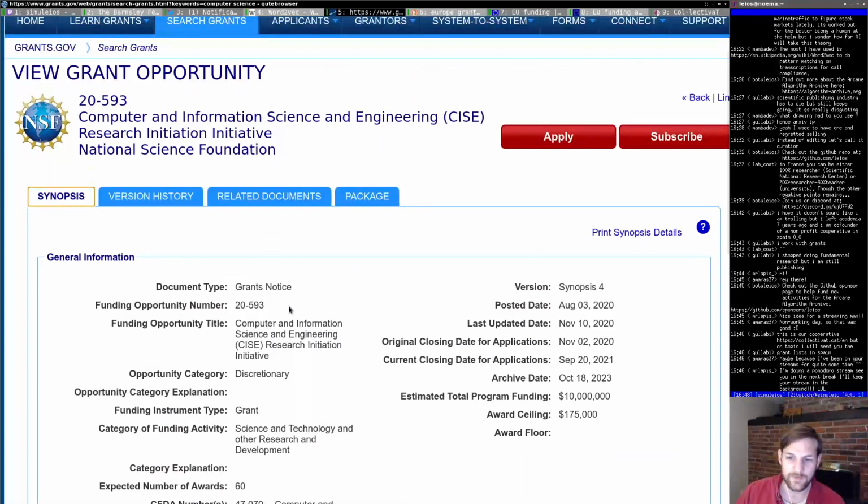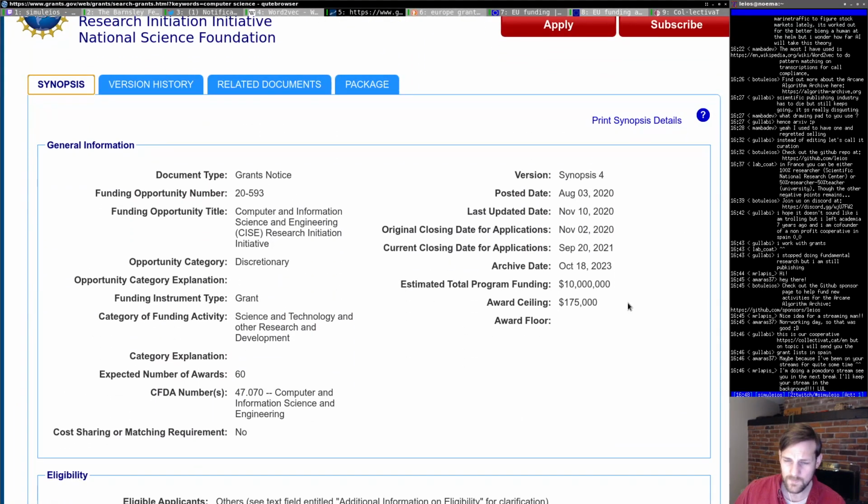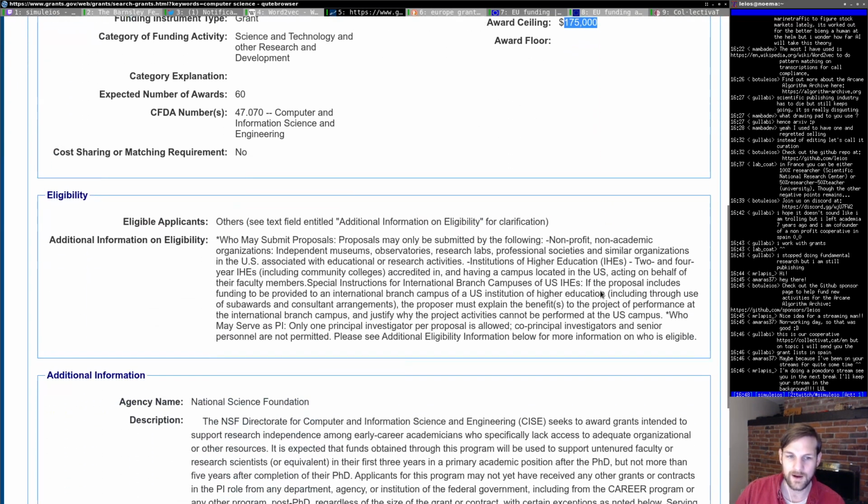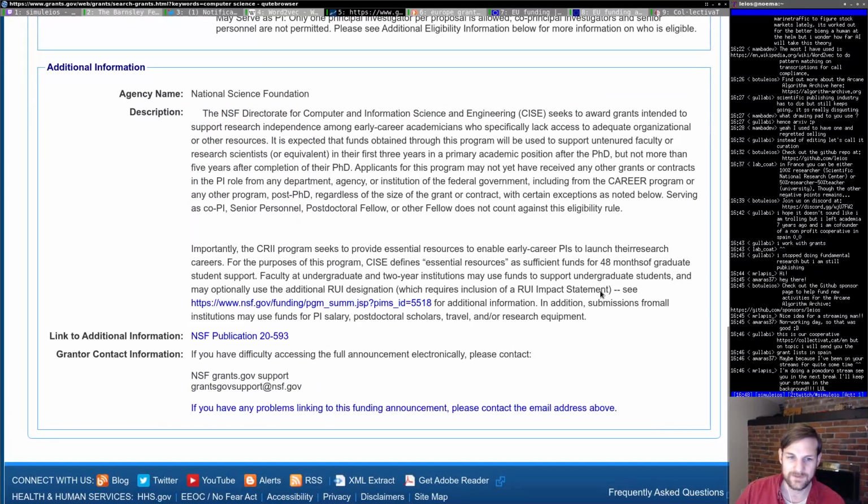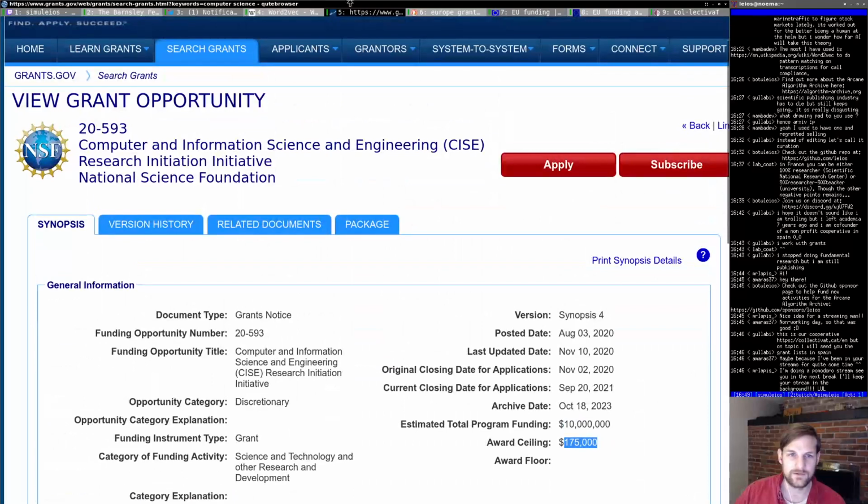So like, for example, I could apply for this. The award ceiling is $175,000, but it's something that I could apply for, like funding for a year or something like this. Let's see. Faculty at the undergraduate and 2-year institutions may find funds to support undergraduate students and may opt. Yep, right. So it's kind of a way to kickstart your potential lab and stuff like that, would be what that's for.